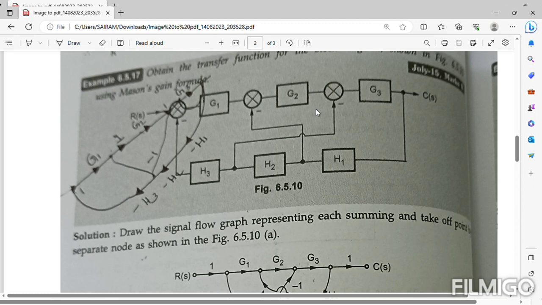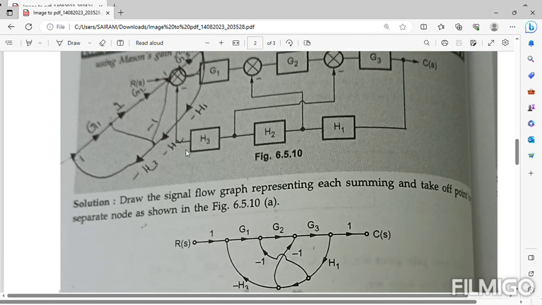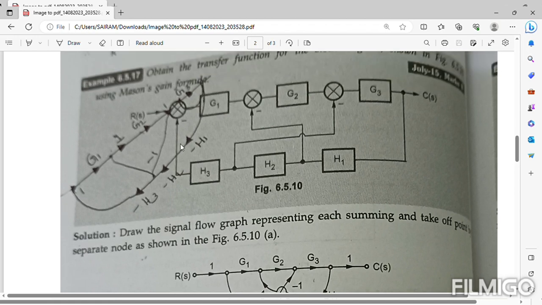So yes students, this is the diagram with respect to the given question. The question states: obtain the transfer function for the block diagram shown in the figure using Mason's gain formula. I had already written this before while practicing a few years ago, but neglect that and please only look at the diagram, okay?